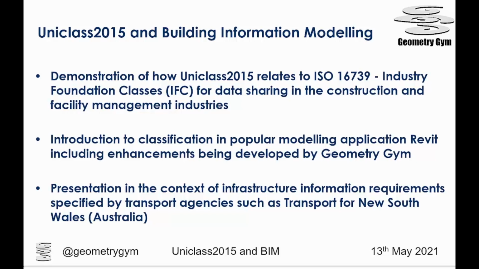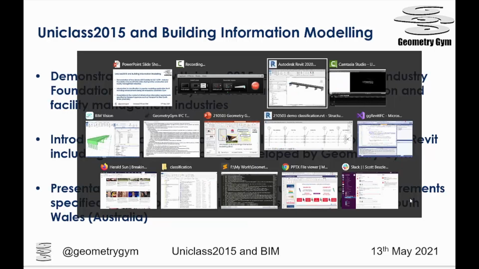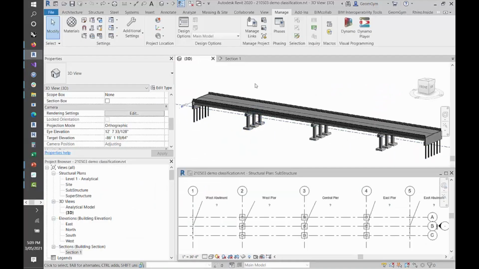And we're going to use the information requirements specified by the transport agency, Transport for New South Wales here in Australia, as the basis for doing this. There are similar information requirements around the world, and this isn't a Transport for New South Wales presentation. I'm just using it as a basis of demonstrating how Uniclass can be applied to a model.